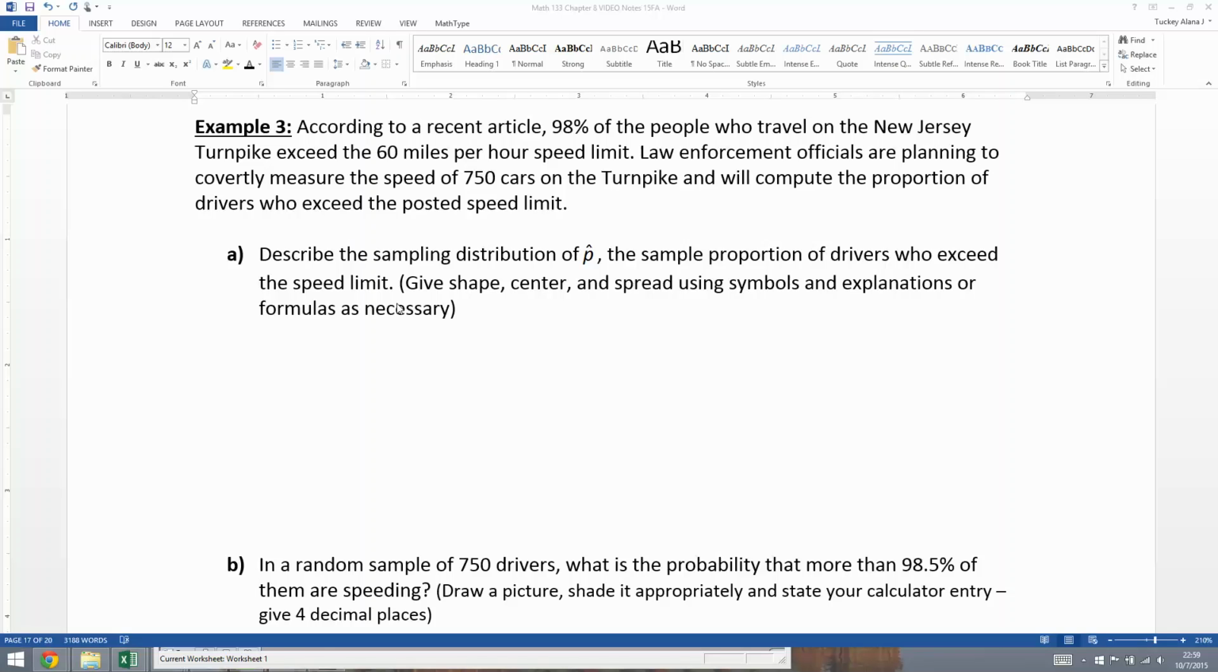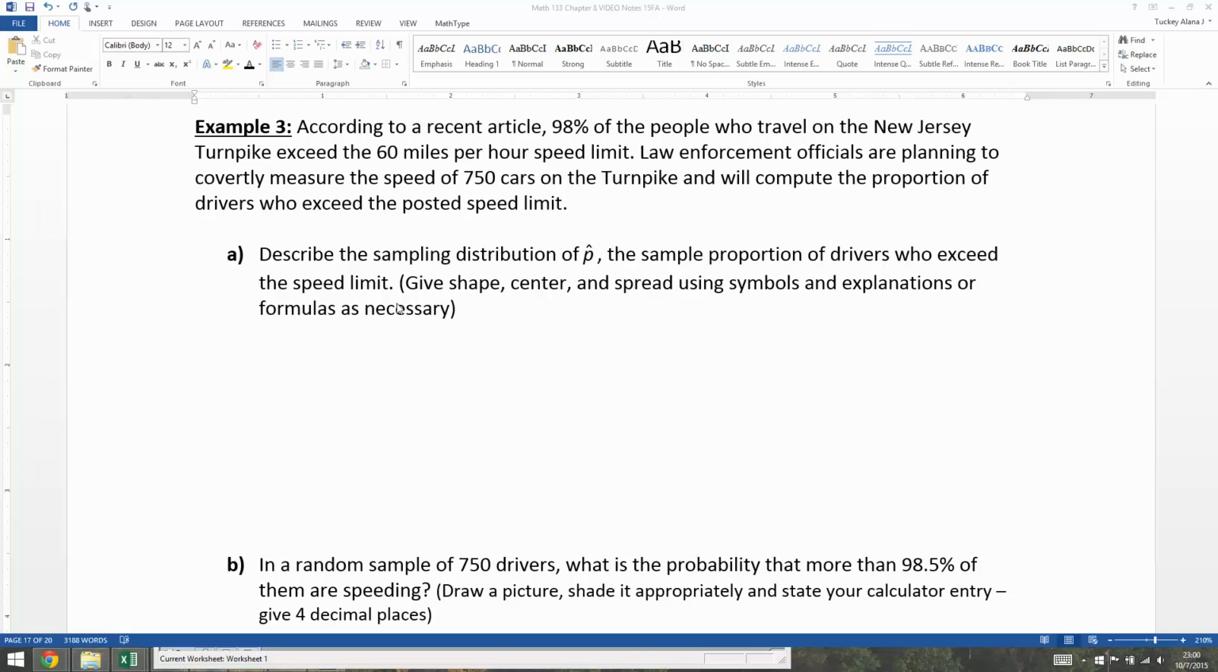Now I want to apply the central limit theorem for proportions for p hat to some real life data. According to a recent article, 98% of the people who travel on the New Jersey Turnpike exceed the 60-mile-per-hour speed limit. Well, yeah, 60 miles per hour is pretty slow for a turnpike, but okay. Law enforcement officials are planning to covertly, meaning secretly, measure the speed of 750 cars on the turnpike and will compute the proportion of drivers who exceed the posted speed limit.